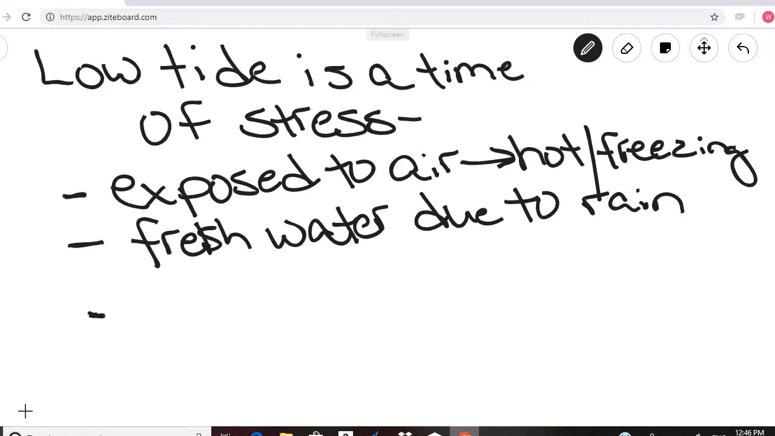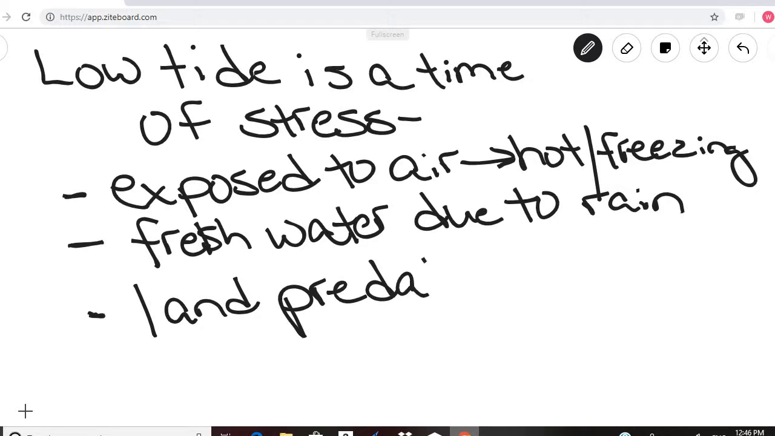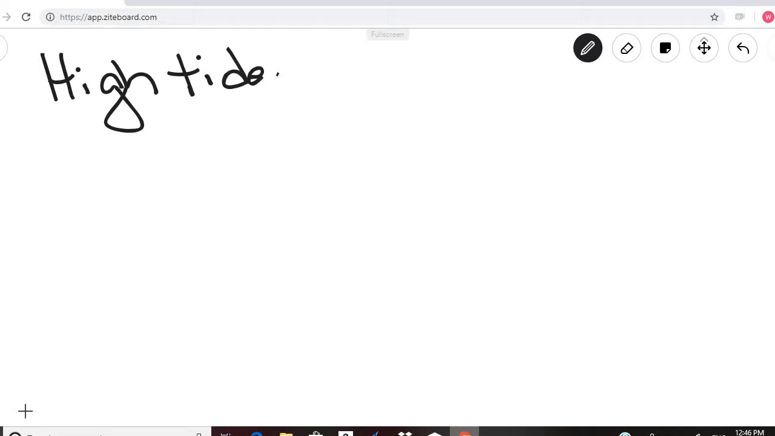And then another aspect of the stress that they have to deal with is that they will be exposed to land predators. So whether these are birds or rats or other small animals, when the organisms are uncovered during the low tide, that's going to present an aspect of stress during low tide. So then during high tide, they're going to return to a marine environment.